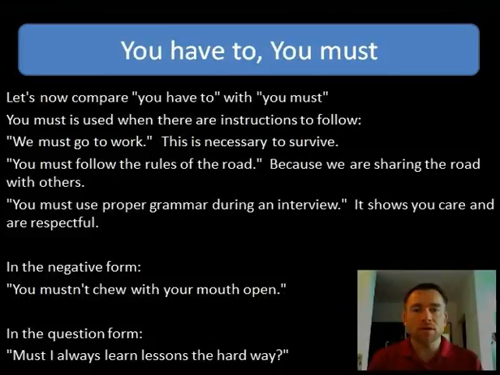Let's now compare you have to with you must. You must is used when there are instructions to follow. You must go to work. This is necessary to survive. You must follow the rules of the road, because we are sharing the road with others. You must use proper grammar during an interview. It shows you care and are respectful.